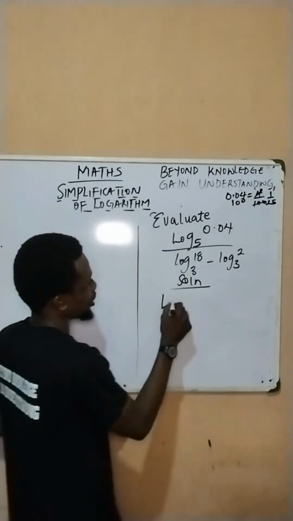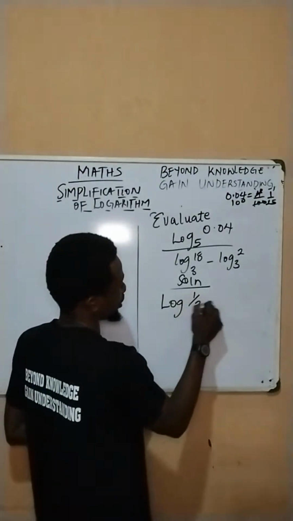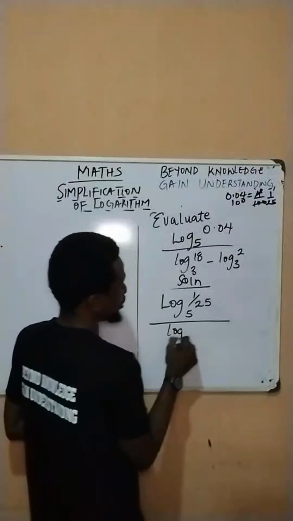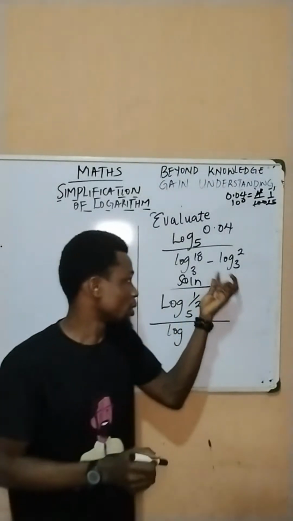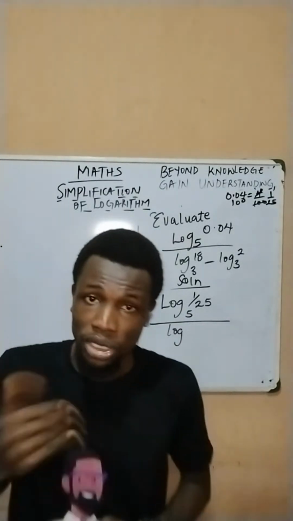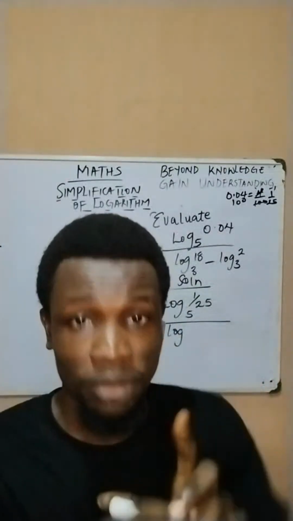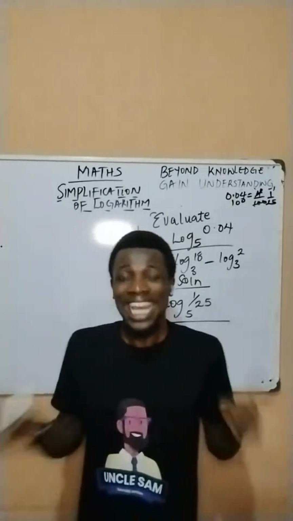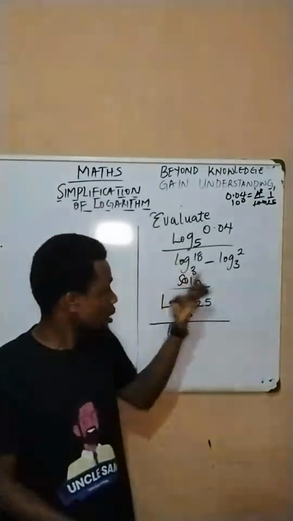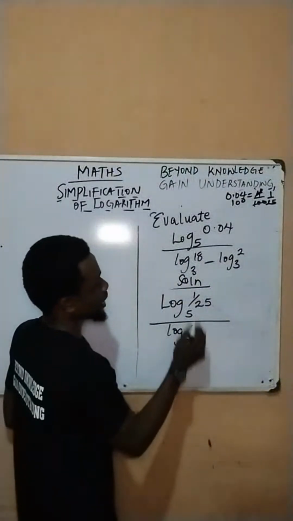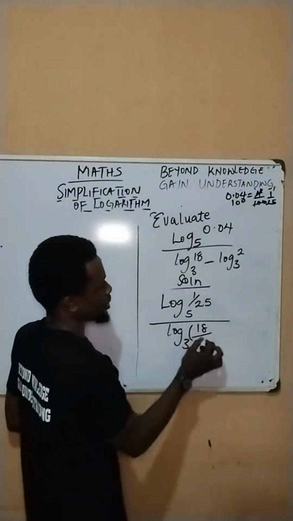So this becomes log 1 over 25 base 5 all over log. See what I'm going to do for the denominator. Since I know that under the basic laws of logarithm, subtraction simply means division of the logs, provided that the two logs or the two terms have the same base. And here, both of them have the same base. So pick one of the base, which is the base of 3, and then divide their logs, which is 18 over 2.